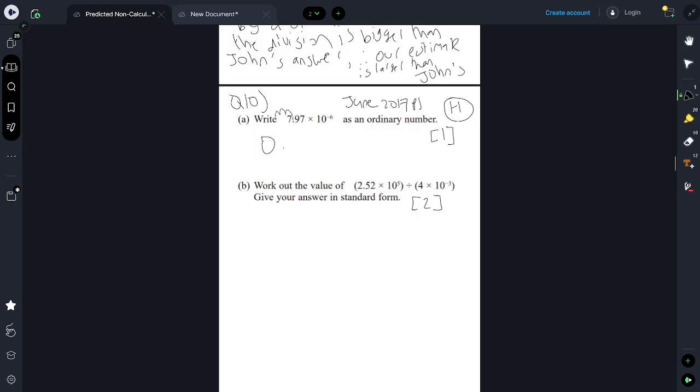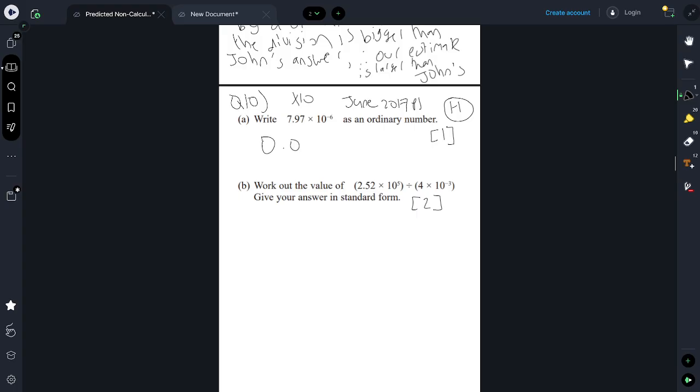So we're going to make the number smaller. Obviously, if you times by tens, that affects the decimal point. If this is a big power of 10, that's going to make the number larger, so you're moving the point to the right. But the negative means we're making it smaller, so we're going to the left.